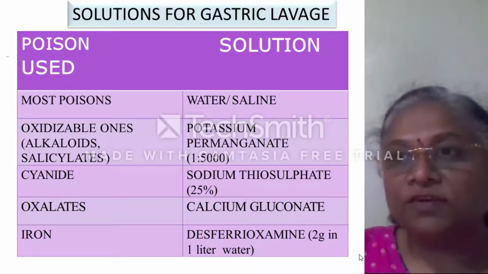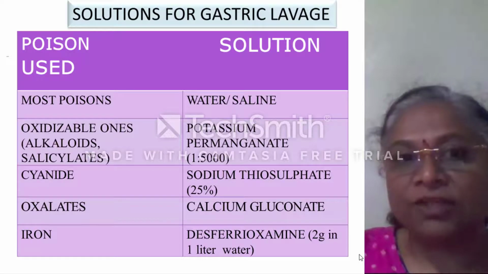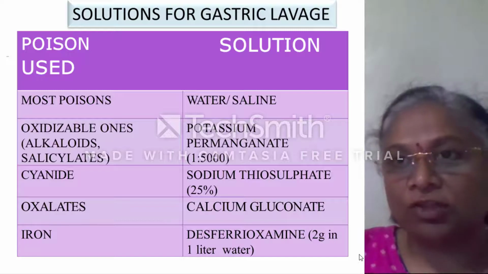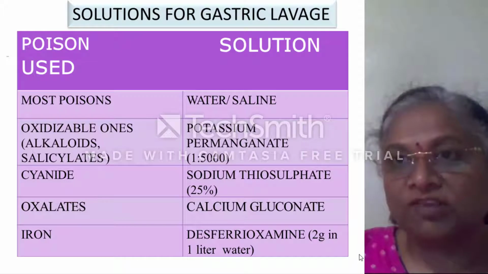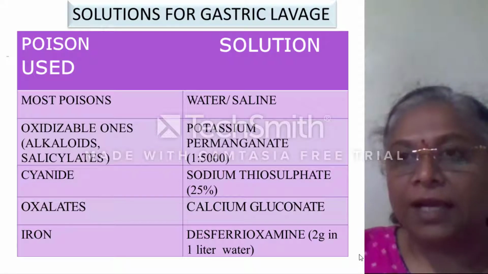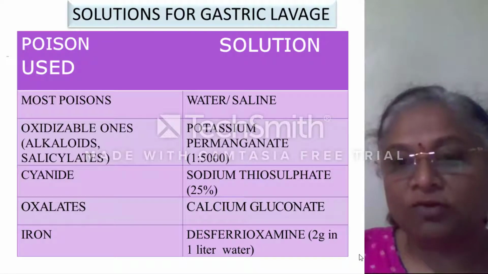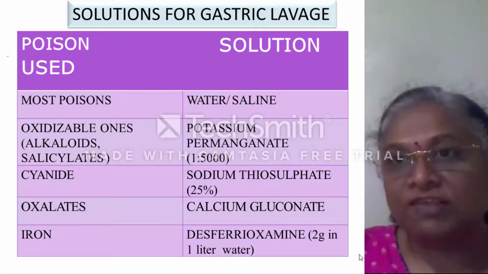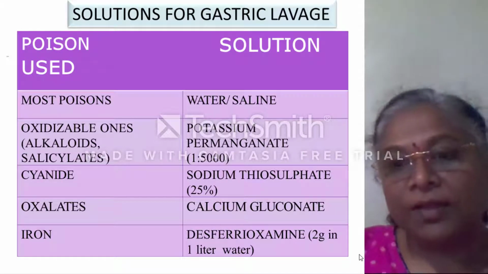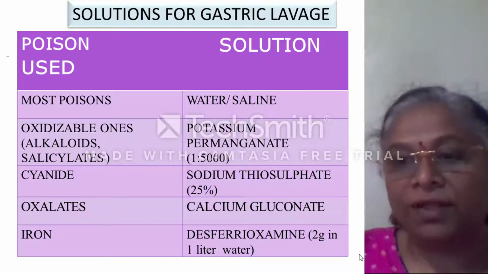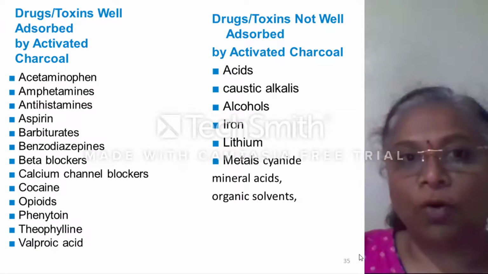Now, what are the different solutions which are used for gastric lavage? For most poisons, water or saline is used. If the poison is oxidizable, like alkaloids or salicylates, then we can go for potassium permanganate. If cyanide poisoning is there, usually sodium thiosulfate 25%. If oxalate poisoning is there, calcium gluconate. If iron is there, then deferoxamine can be given, 2 grams in 1 liter of water.